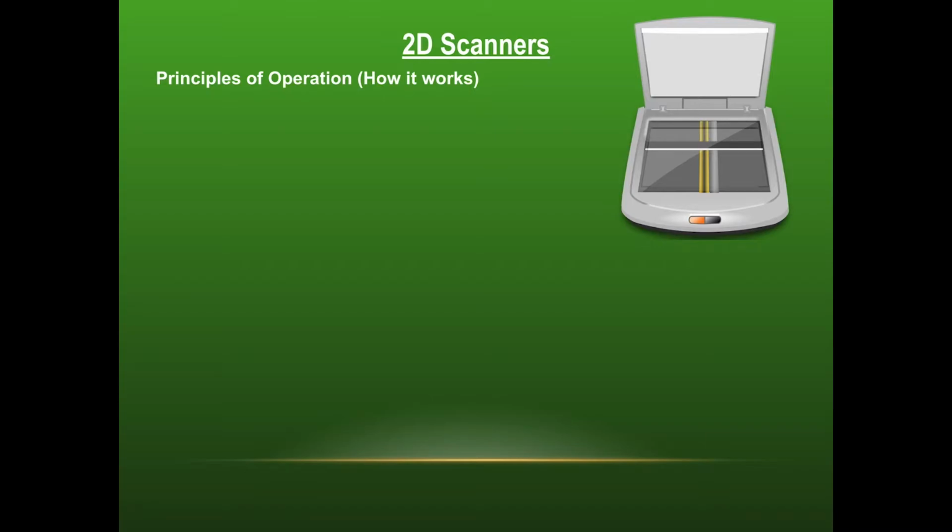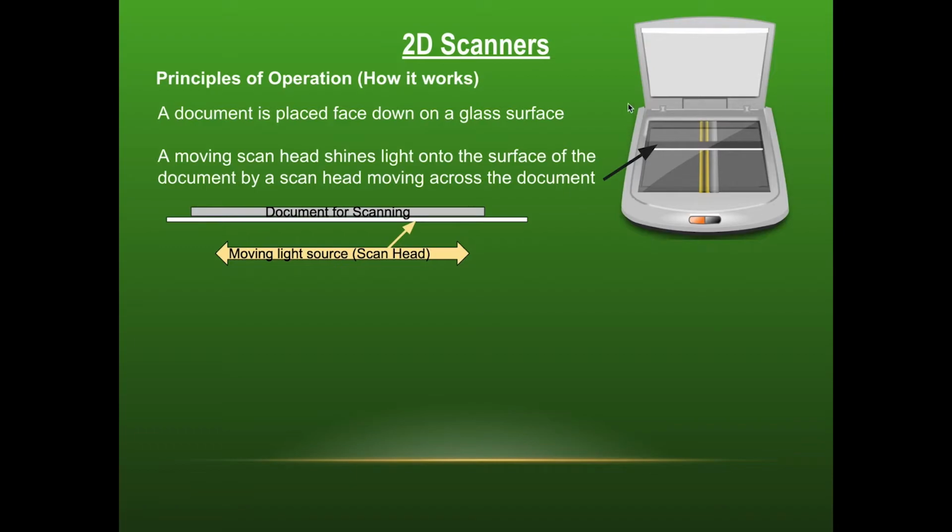Well, we need to know the principles of operation. So that's how the actual components inside of this scanner work to take that hard document and represent it in a digital format. So we start by putting a document face down onto the scanner, which has a glass surface at the top, which is shown by this white line here. And what will happen is a moving scan head, shown here, will go up and down the distance of the document. And you can see it represented by this arrow here as well.